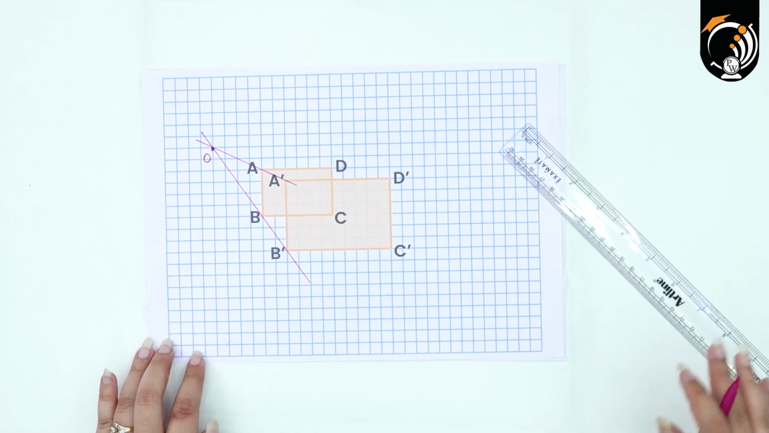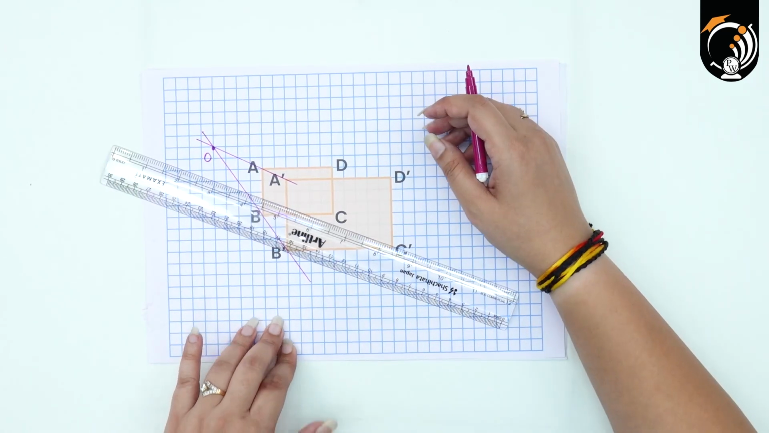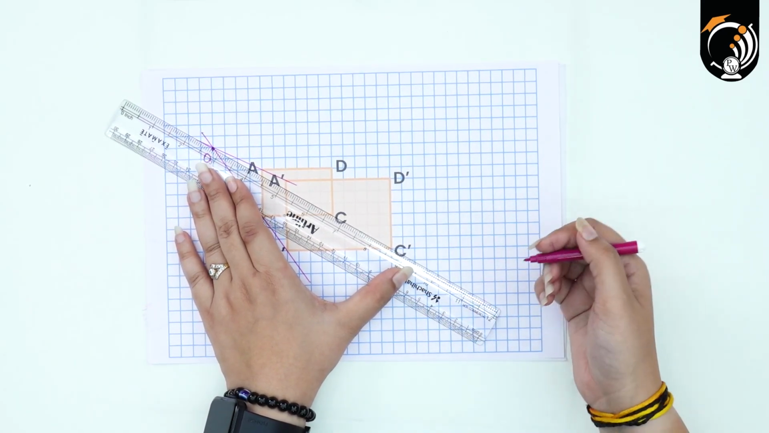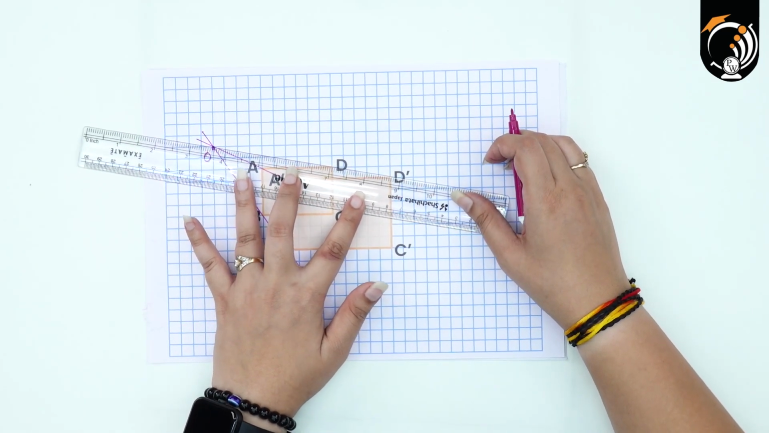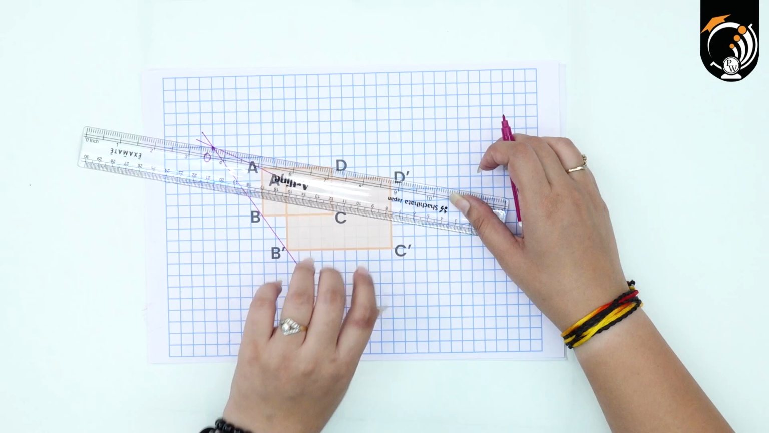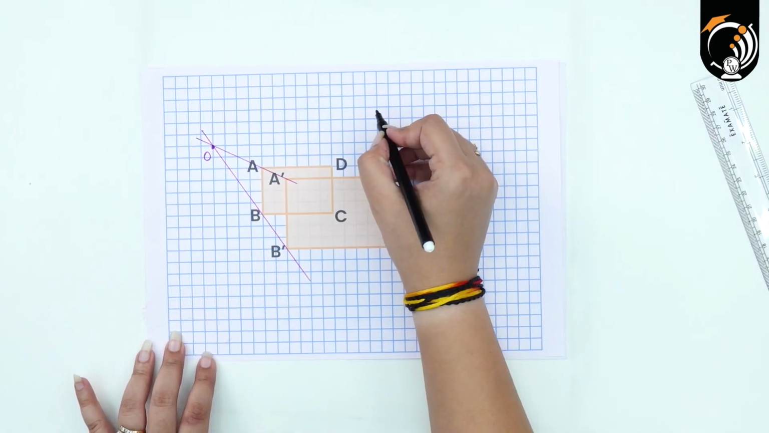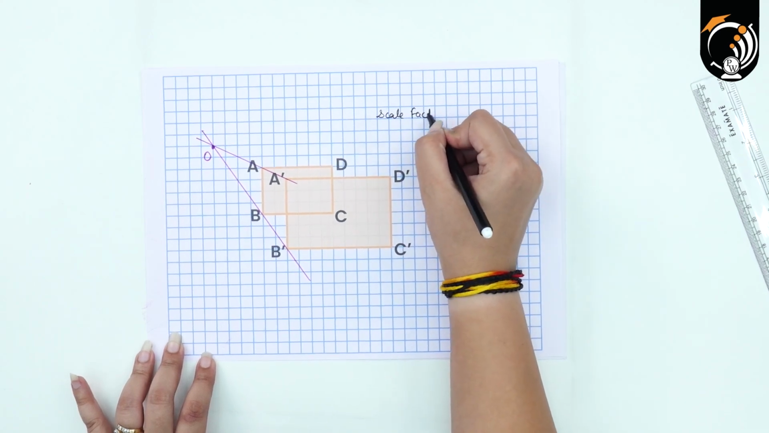One more important thing that I would like to tell you: you can join any two corresponding points. Even if we join C and C dash here, you are going to get the same point. Even if you had joined D and D dash, in that case also the center of enlargement is going to be the same. Now talking about what the scale factor is here, let's have a look at the ratio of the sides.